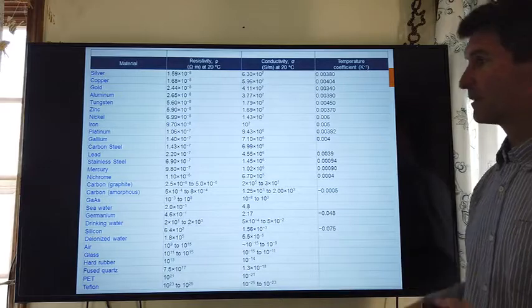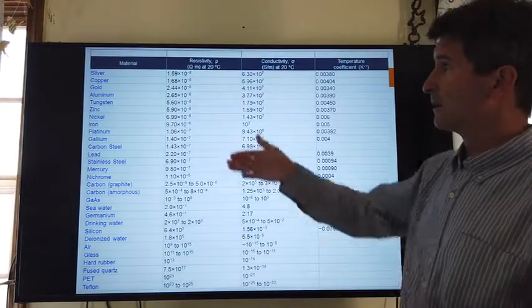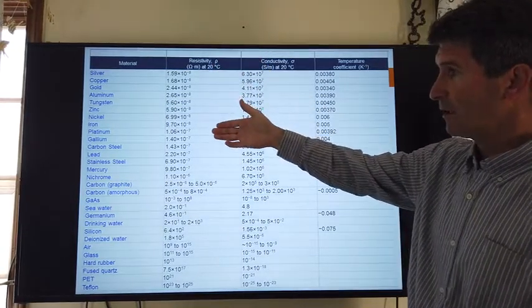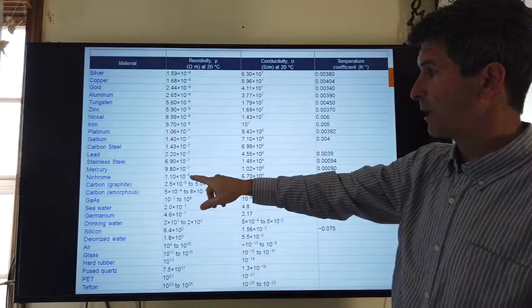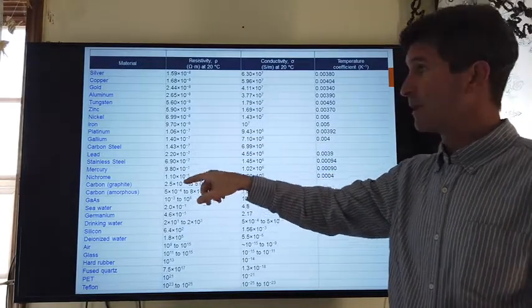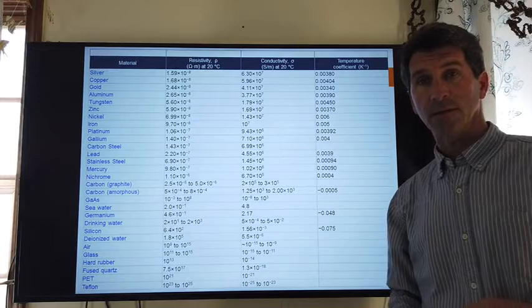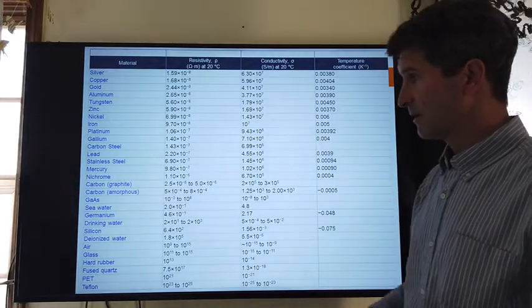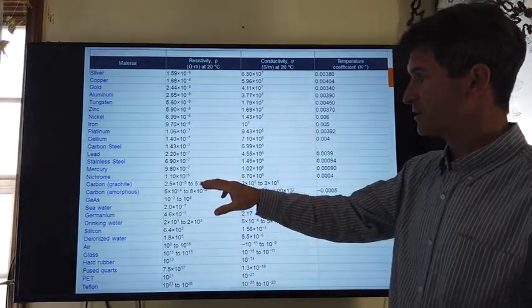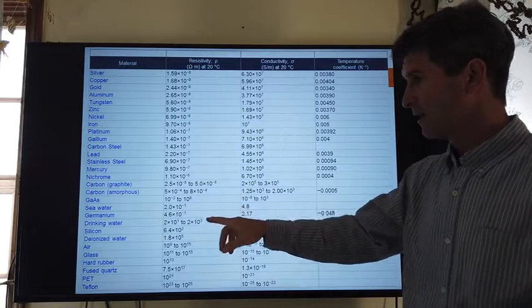In any case, here's even an expanded view. Again, we've got all the metals. Here's our nichrome right there, being one of the more resistive metals. Here's our silver, being the least resistive of the metals. Then we transition to some of the semiconductors.